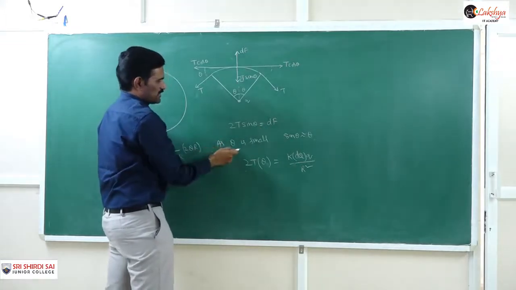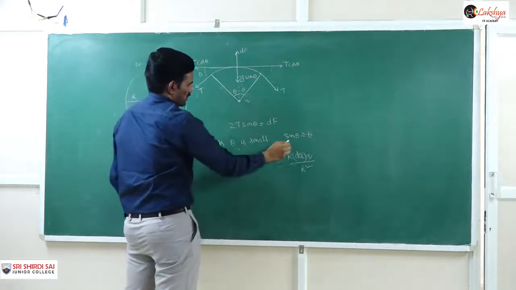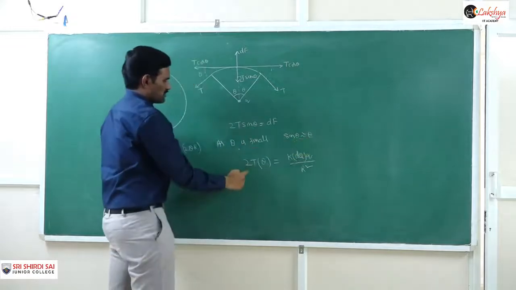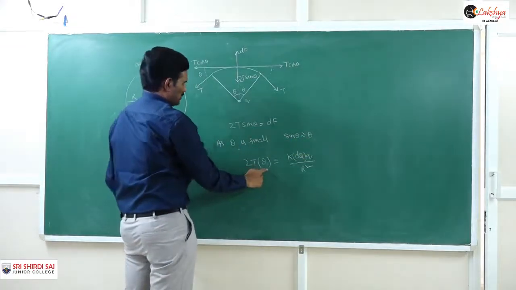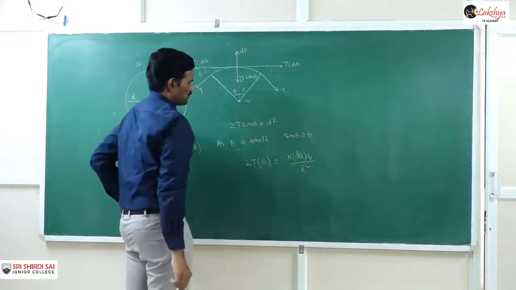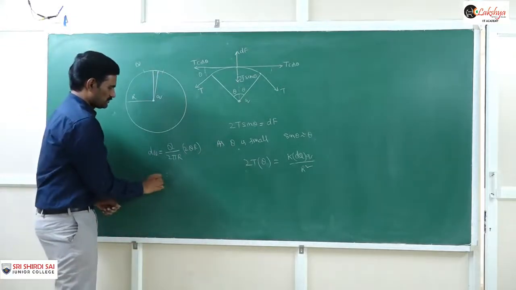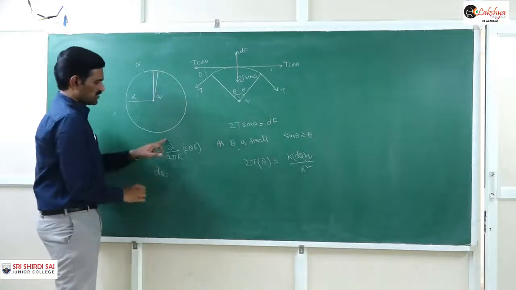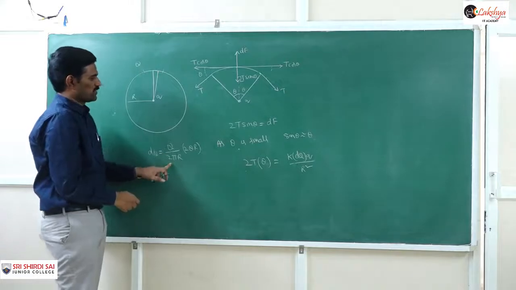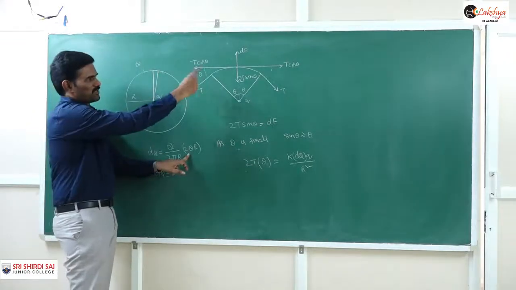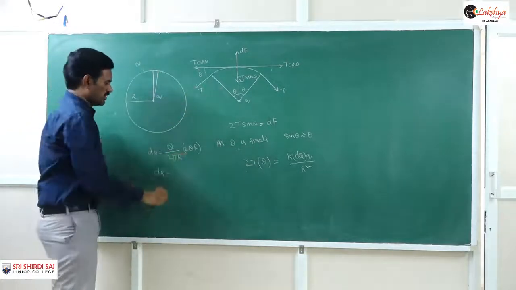And we are taking theta as small, so sin theta is equal to theta. Then 2T into theta is equal to K dQ into Q by R square, where dQ is defined like this. The dQ value is total charge Q by total length 2 pi R, into the length of this element, that is nothing but 2 theta into R.